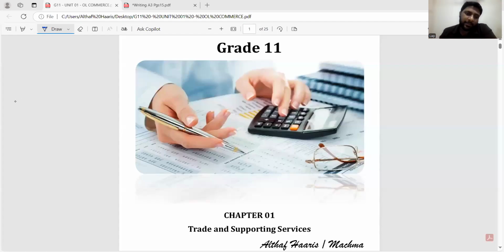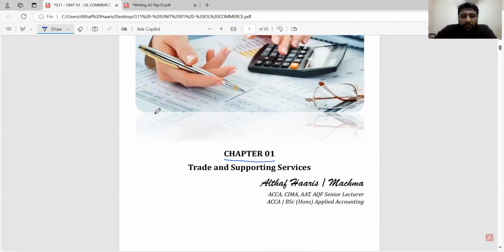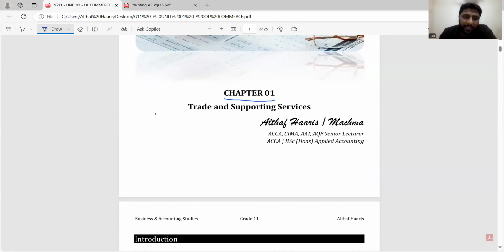Okay, let's start grade 11, chapter number 1, unit number 1, which is trade and support service. So when you're looking at the topic itself, you can see the chapter is a combination of two things. What are the two things?